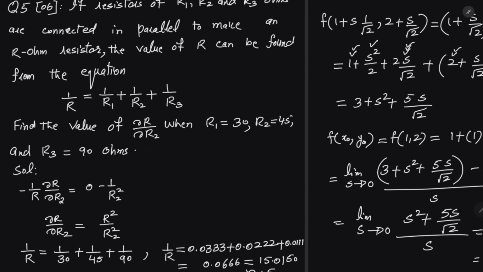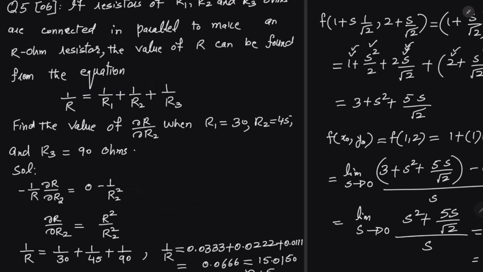So here the tricky part is that R is in the reciprocal form. So first we need to apply the chain rule. We apply the chain rule on the left hand side, and we differentiate this whole equation with respect to R2. Since when you differentiate with respect to R2, R1 is constant, this is 0, R3 is constant, this is 0, and on the right hand side we apply the power rule, which is minus 1 R2 to the minus 2. So here we get minus 1 over R2 square.